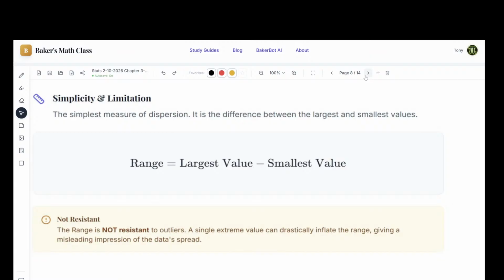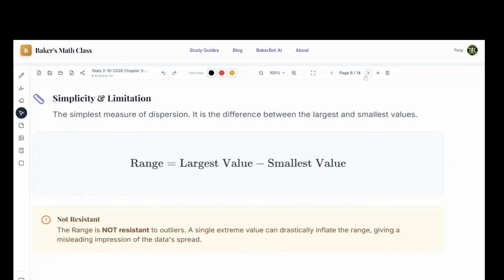Range. So now we're going to move in. We looked at the measures of central tendency. We are now going to look at measures of dispersion. So we're looking at how spread data is. The first one that we're looking at is what's known as range.